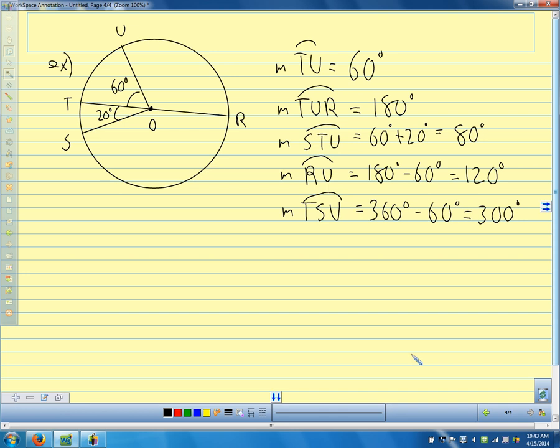So a couple of examples of finding arc measure. We call this arc measure, or angle measure of the arc. So we're good so far. Like I said at the beginning, lots of little pieces of information in this section. All right, let's talk about next something that should be a little bit familiar.